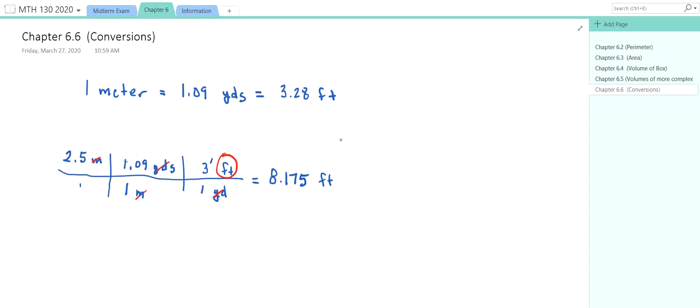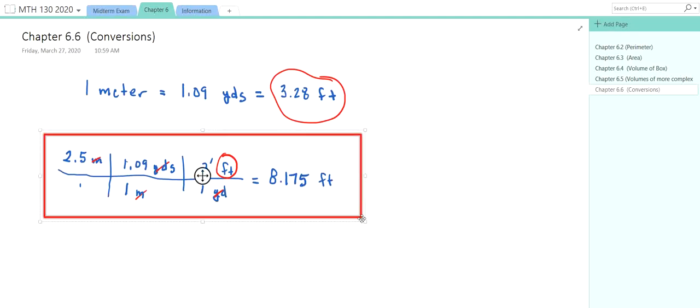Now some of you are saying, well, why didn't you just take this number and multiply it directly by 2.5? Well, of course you could do that, but sometimes you'll get confused on whether you should multiply or divide by the different conversions that are written. And if you use this approach that I showed right here, you'll never get confused. It always makes perfect sense.